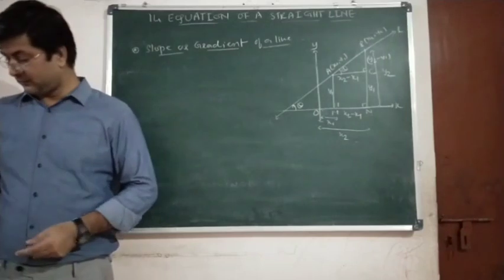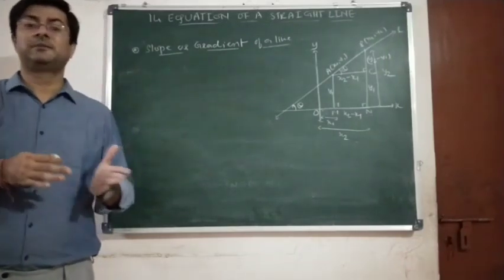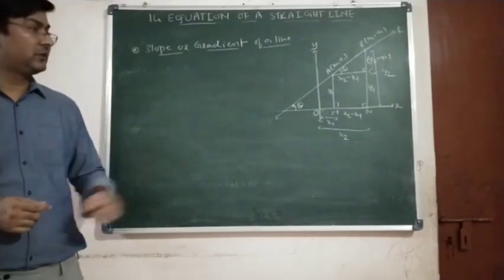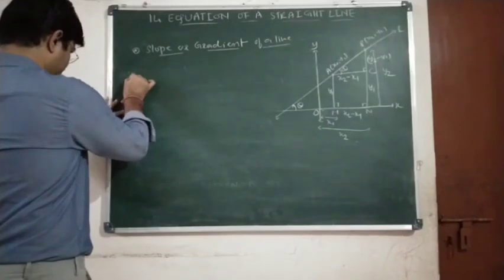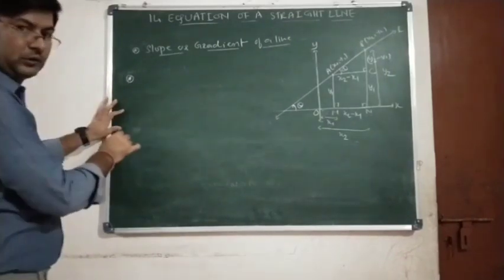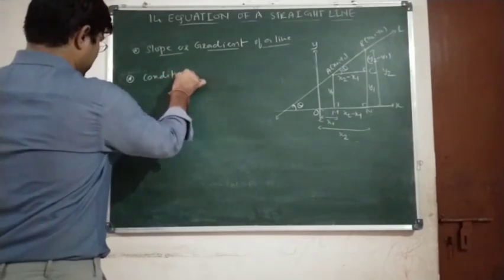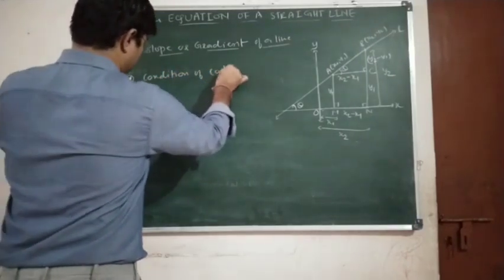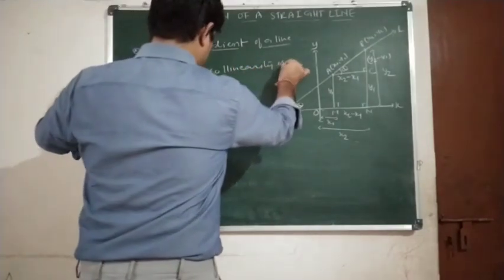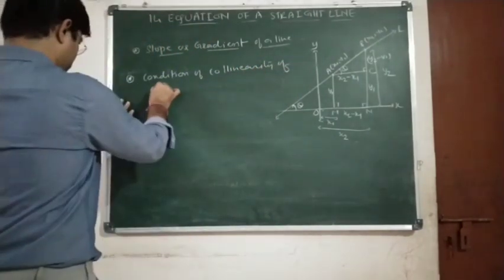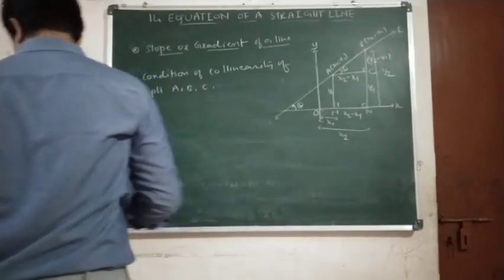Okay, one more thing. From the slopes we can find out whether the given points are collinear or not with the help of the slope. So how? We will call it the condition of collinearity of points A, B and C.